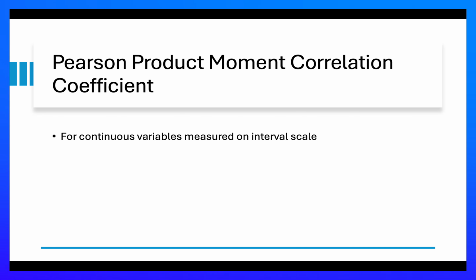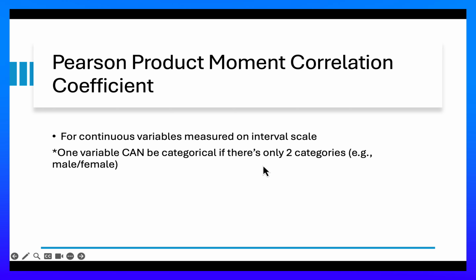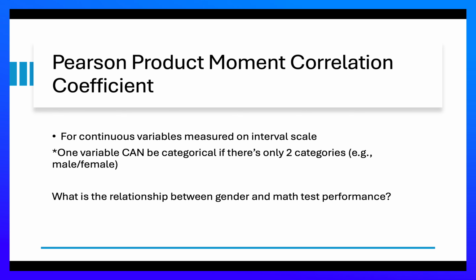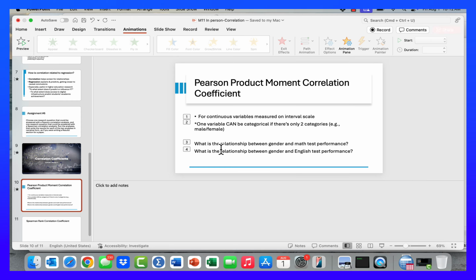Just as a reminder, the Pearson correlation should be chosen as a test for continuous variables that are measured on interval scales. However, one of those variables can be categorical if there's just two categories. So you can look at, for instance, what is the relationship between gender and math test performance? Let's check that out using our data set.